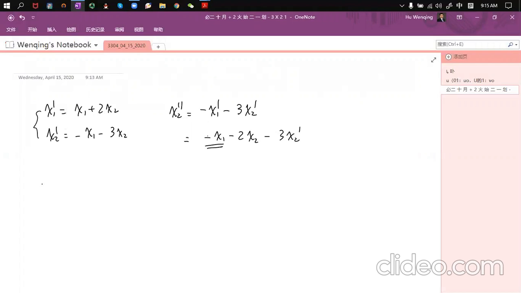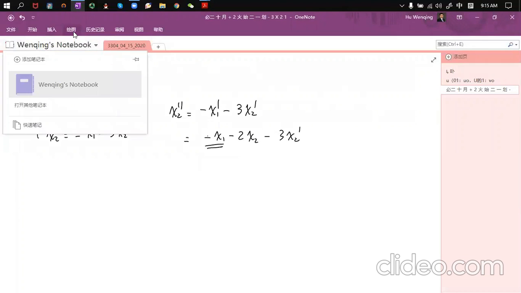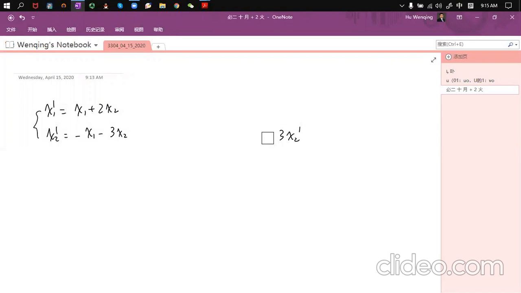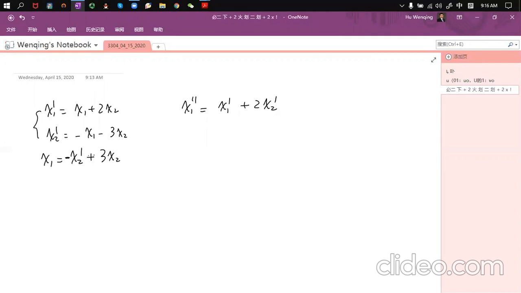So maybe I change it. I will do it the other way around. I will start from x1. So x1 double dot is equal to x1 dot plus 2 times x2 dot. But x1 is actually equal to x2 prime plus 3 times x2 with a minus sign, because you can move this one to the other side of the equation. So that means x1 prime is minus x2 double prime minus 3 x2 prime.